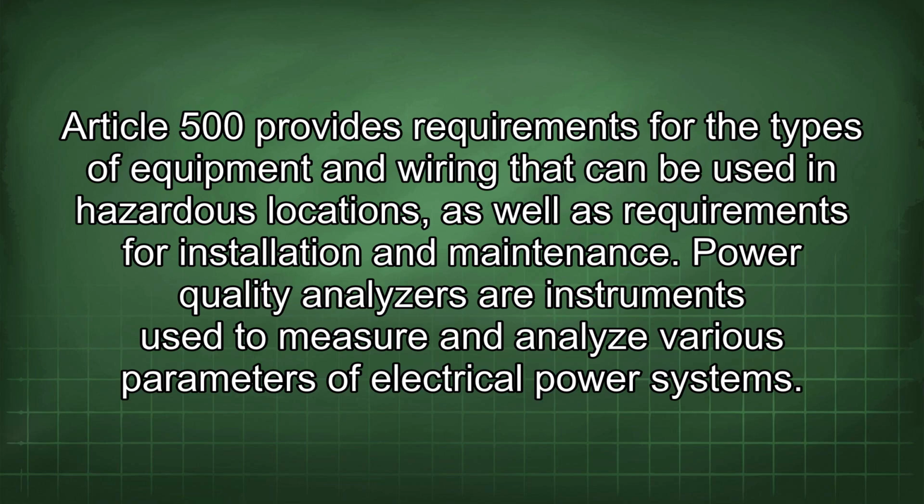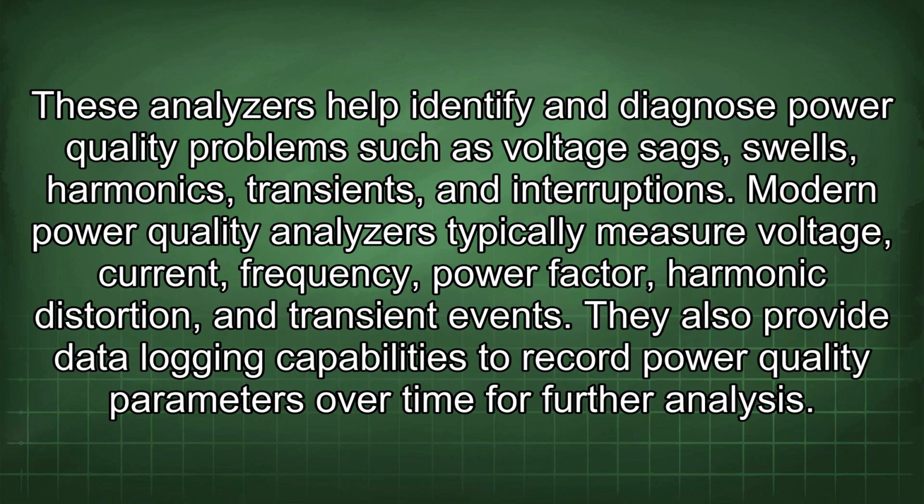Power quality analyzers are instruments used to measure and analyze various parameters of electrical power systems. These analyzers help identify and diagnose power quality problems such as voltage sags, swells, harmonics, transients, and interruptions. Modern power quality analyzers typically measure voltage, current, frequency, power factor, harmonic distortion, and transient events. They also provide data logging capabilities to record power quality parameters over time for further analysis.